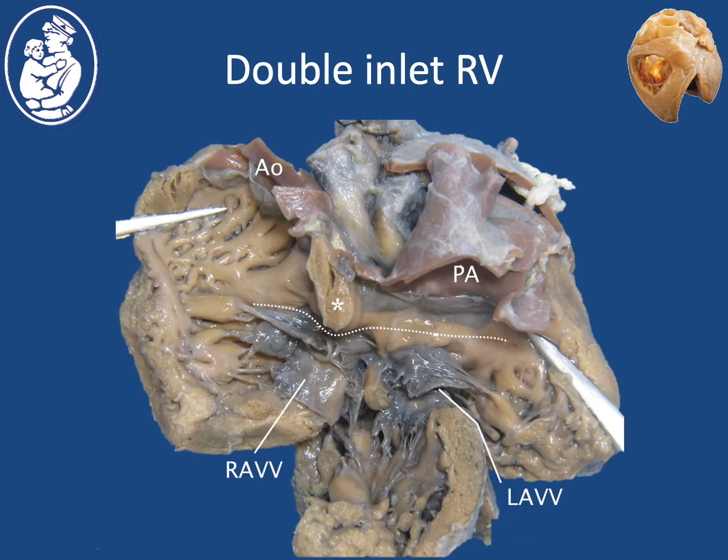Double inlet right ventricle is illustrated here. A right AV valve and a left AV valve both enter this single right ventricular chamber. It has very coarse trabeculations on the walls, and it has a muscular junction here between the inflow portion that receives the AV valves and the outflow portion above that supports the pulmonary artery on one side and the aorta on the other. The outlet or infundibular septum is seen here in between the aorta and pulmonary artery. This is typical of a double inlet right ventricle.